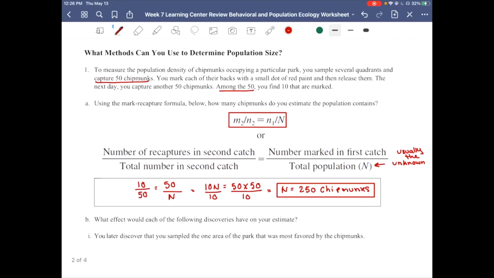All right, so we're going to be looking at more questions. Later we discover that you've sampled the one area in the park that was most favored by the chipmunks. What effect would this have on our estimate? This new information tells us that the area we picked is preferred by chipmunks way more than any other area. So how would this affect our discovery? Would our estimate of the population be larger than it actually is, or would it be smaller?